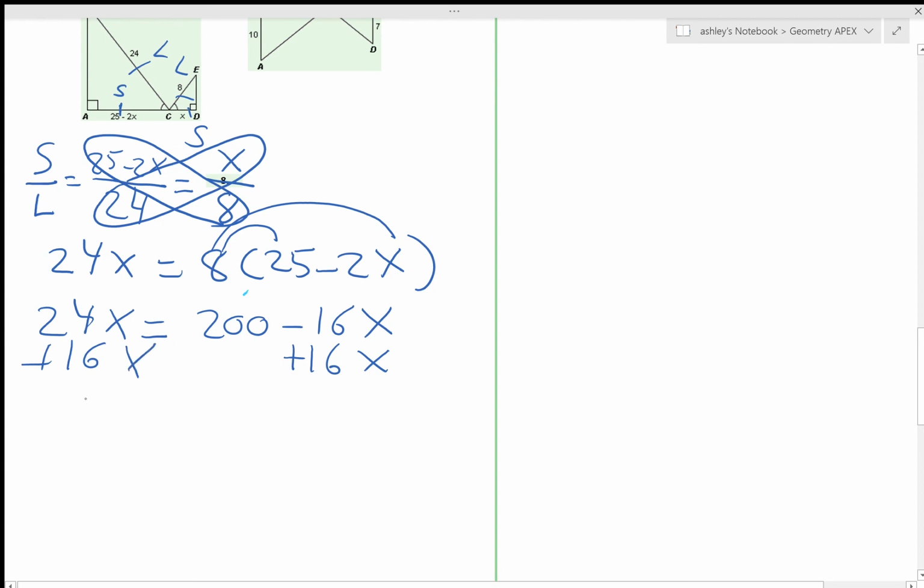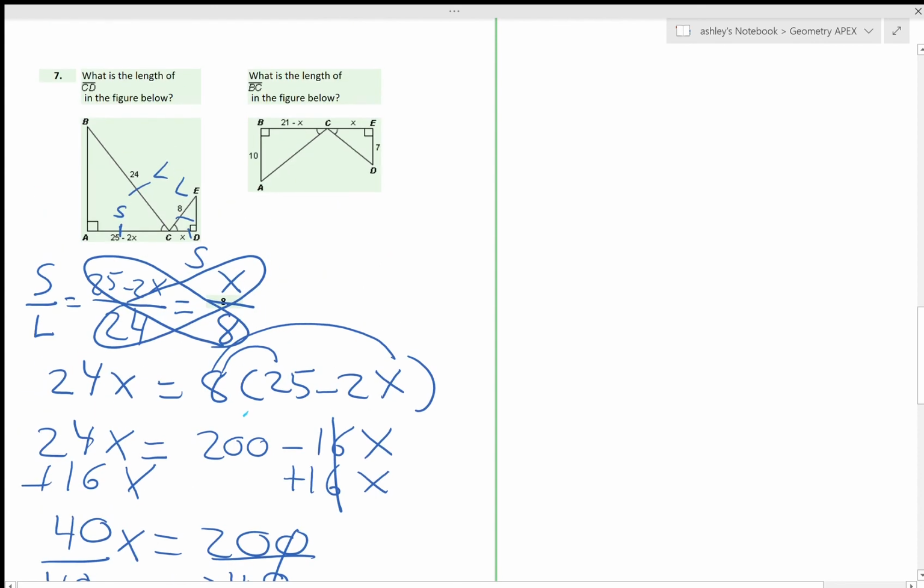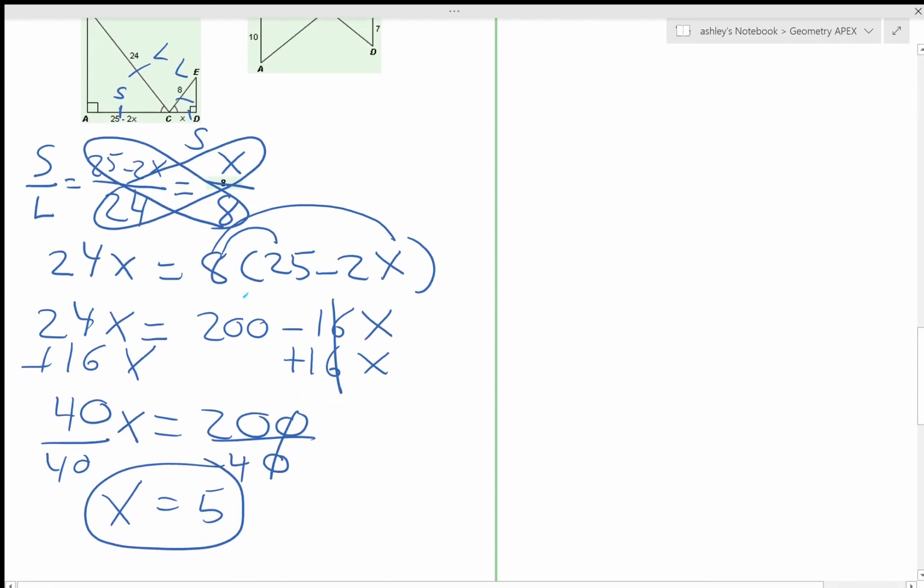That will leave me with these canceling, 200 over here, and 40x. Now I'm going to simply divide by 40. Zeros cancel. 20 divided by 4. I should get an answer of 5. Okay. B is a very similar type of problem, with this B, C, E, A, D setup. So go ahead, try to set that one up and solve it using what you have here as a guide.